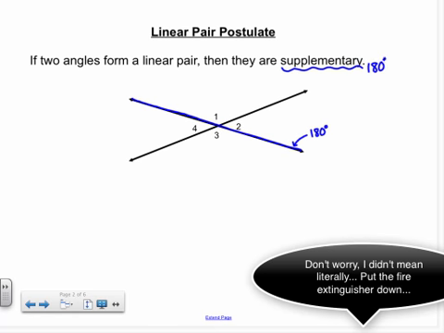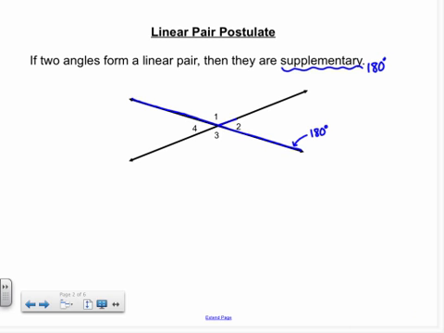Great work. So if I know that in a linear pair, the angles come together to form a line, and that line measures 180 degrees, then the angles in the linear pair are supplementary. That was a really great informal proof. We'll learn more about those in the next lesson. The linear pair postulate tells us that if two angles form a linear pair, then they're supplementary.